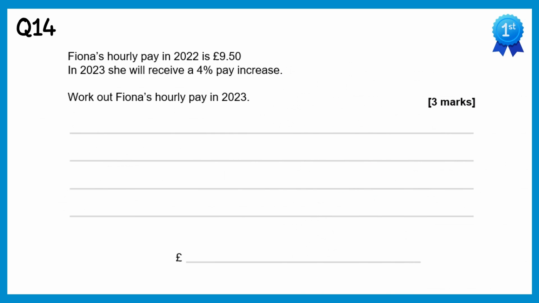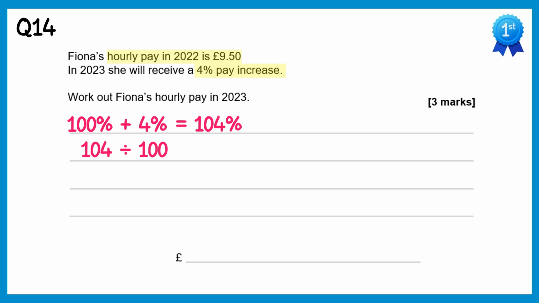In this question, we've got Fiona, whose hourly pay is £9.50, but she's going to get a 4% pay increase. So if you have a 4% pay increase, I'd start by saying we have 100% plus 4% since it's increased by 4, which gets you 104%. If you divide this by 100, you get 1.04, which is a multiplier. If we multiply this by her pay, so £9.50 times 1.04, we've increased it by 4%. If you type this into your calculator, you'll get 9.88, so her new pay with the increase is £9.88.